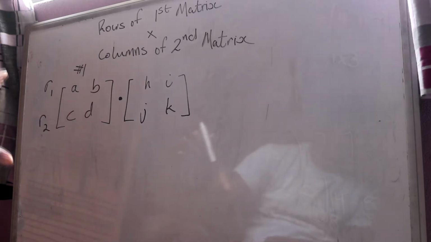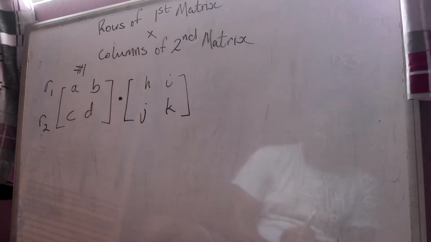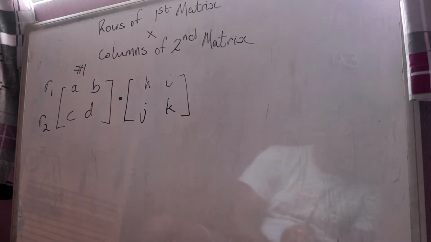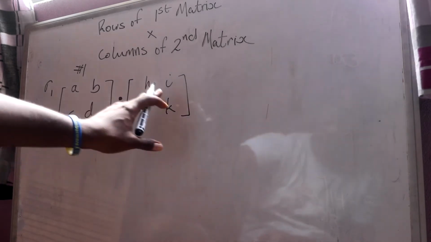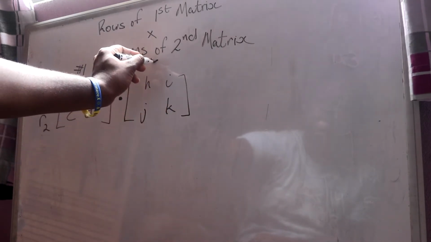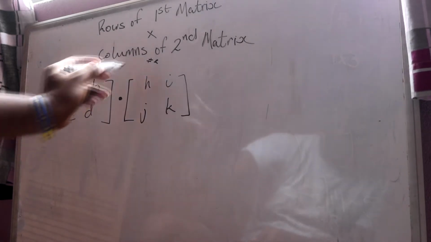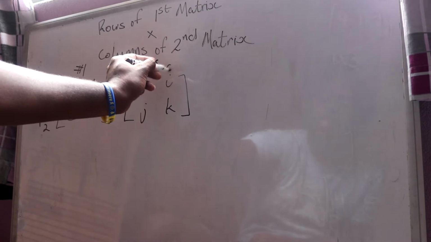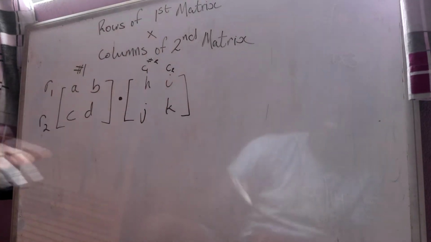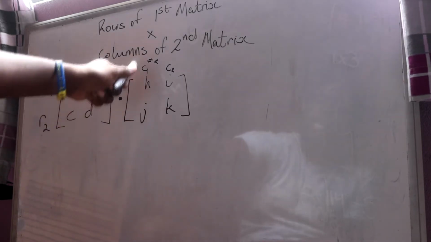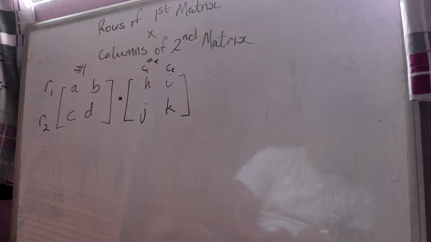And all of the rows of the first matrix are multiplying the columns of the second matrix. This is my second matrix here, and my columns are column 1, H and J, and column 2, I and K. So the rows are multiplying the columns.